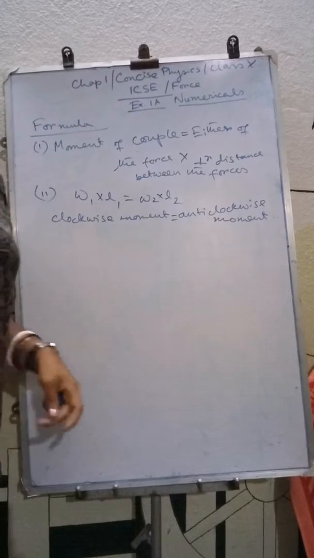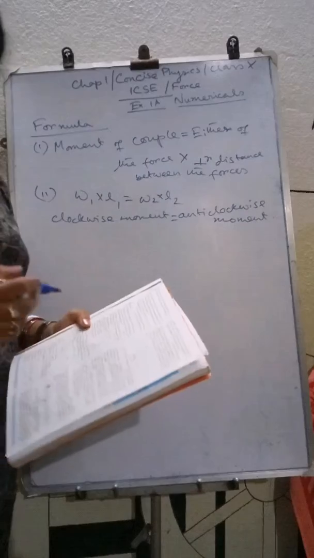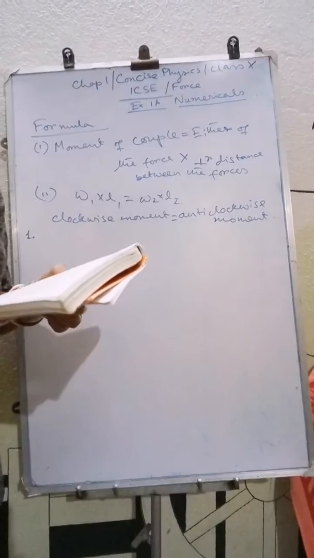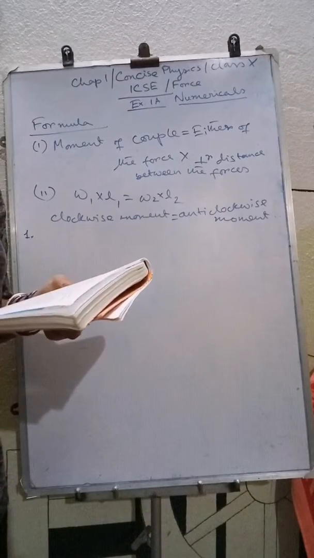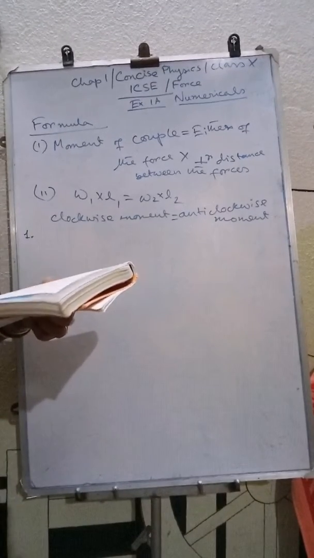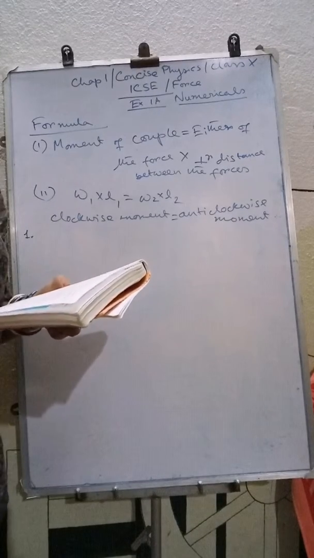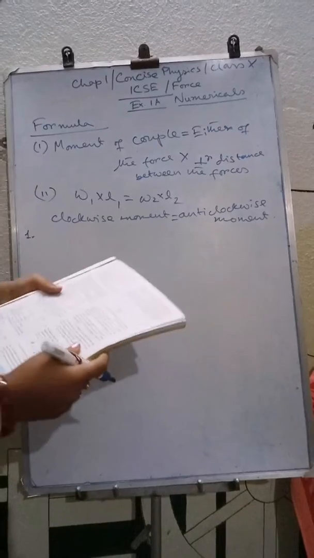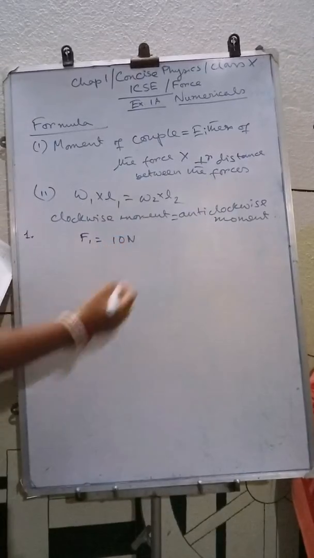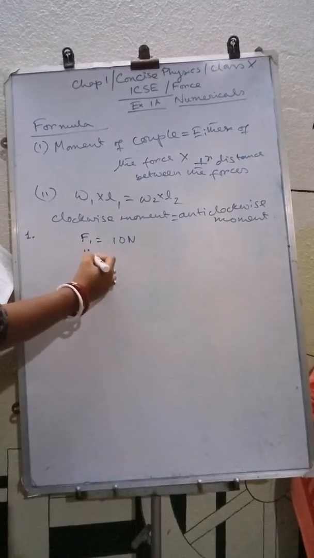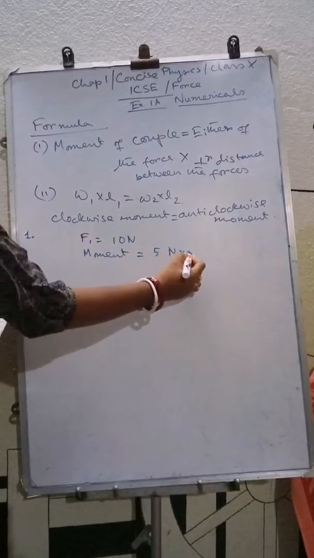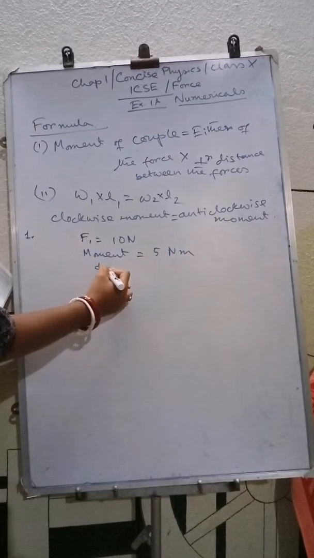Now let us come to the number 1 problem. The problem is stated as: the moment of a force of 10 Newton about a fixed point O is 5 Newton meter. Calculate the distance of the point O from the line of action of the force. Here the force is given, that is 10 Newton, and the moment is given. Moment is 5 Newton meter. We have to find the distance.